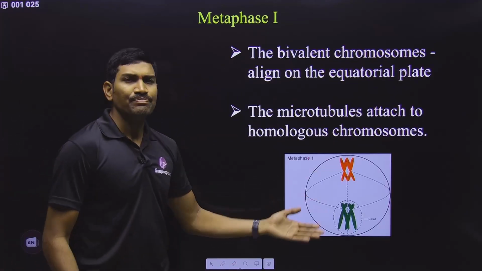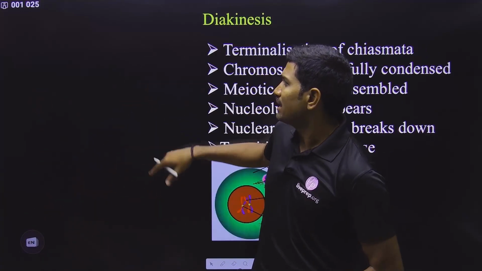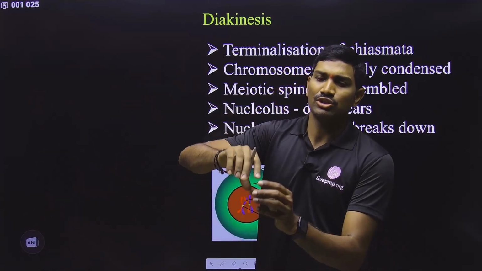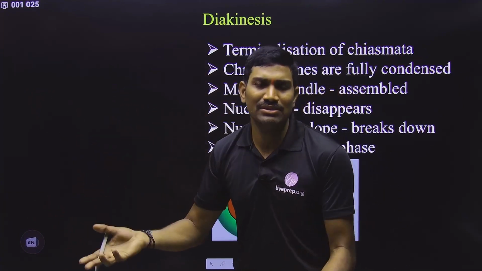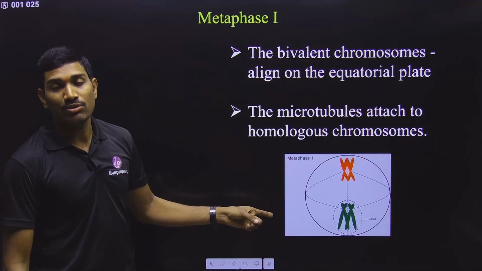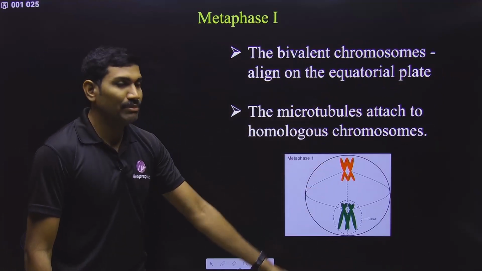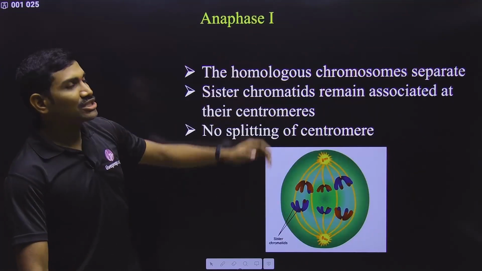Now here also, by the end of prophase 1, what happens? I forgot to tell you. By the end of prophase 1, centrosomes will move to opposite poles, spindle poles will be formed, spindle fibers will arise, and the spindle fibers will attach to kinetochores and the chromosomes will be aligned at the center of the cell in metaphase 1. Clear? Next one is anaphase.